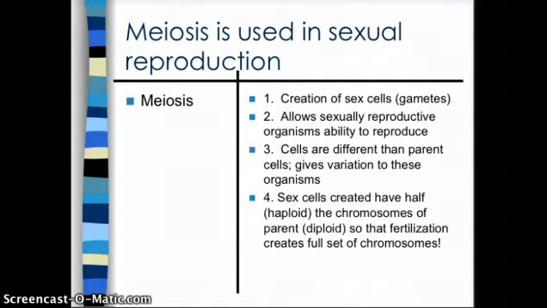Sex cells created have half, or haploid, the chromosomes of the parent, which was diploid. So the fertilization comes out with a full set of chromosomes. So you have haploid plus haploid to equal the diploid.